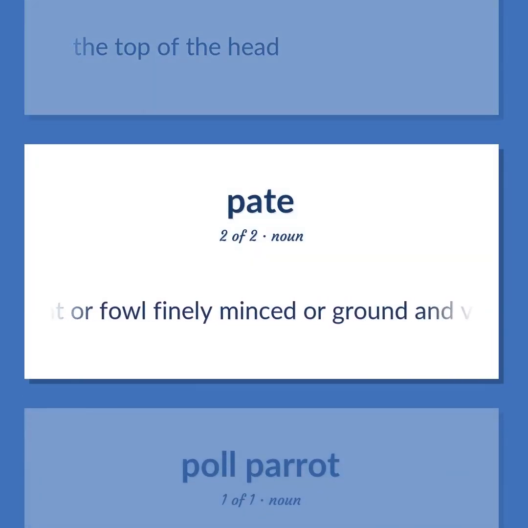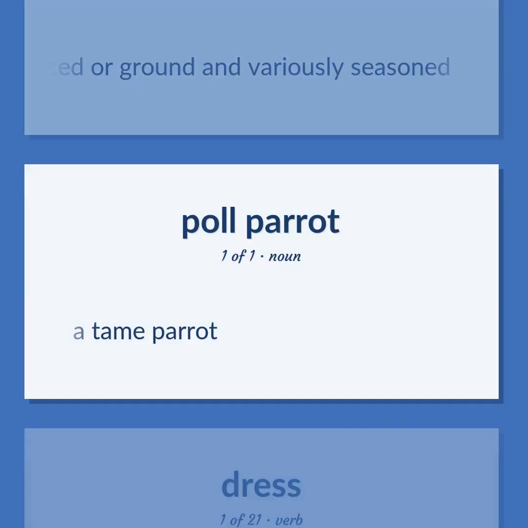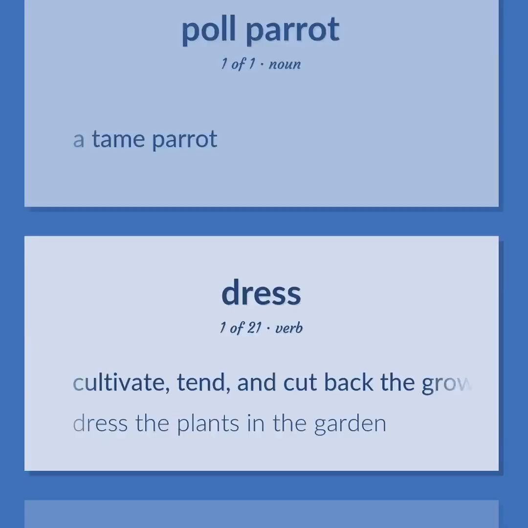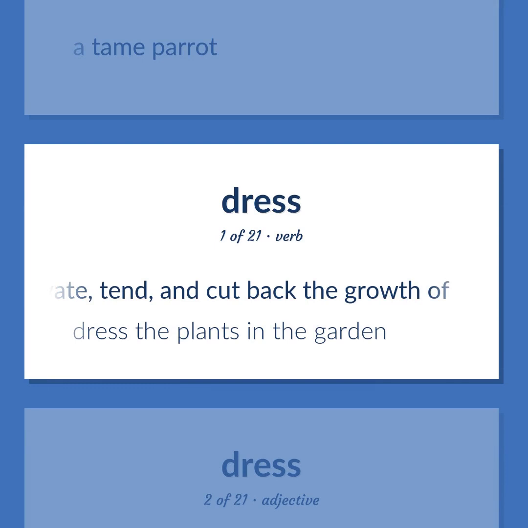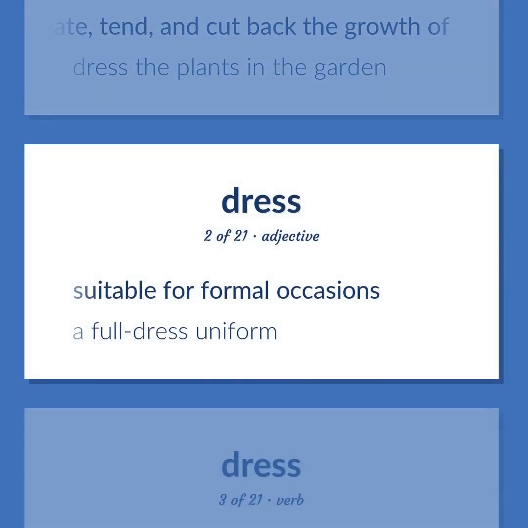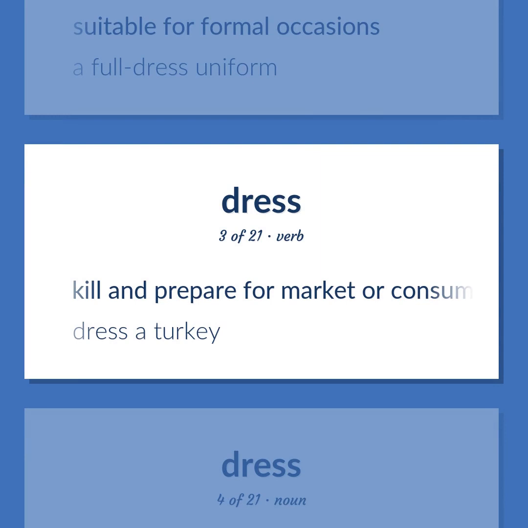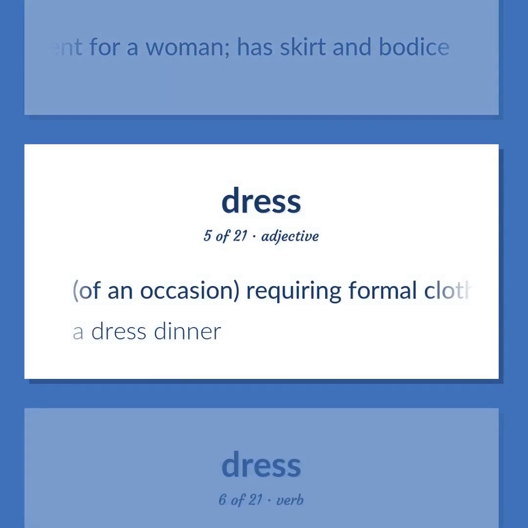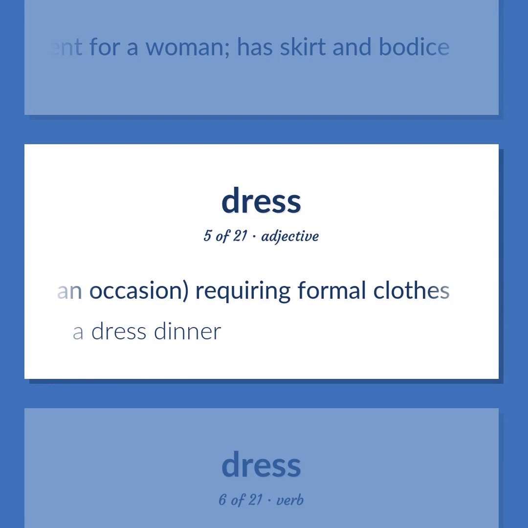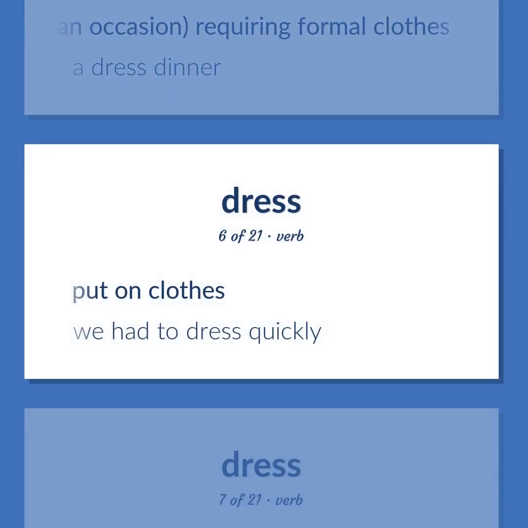Pâté. Liver or meat or fowl finely minced or ground and variously seasoned. A tame parrot. Dress. Cultivate, tend, and cut back the growth of. Dress the plants in the garden. Suitable for formal occasions: a full dress uniform. Kill and prepare for market or consumption. Dress a turkey. A one-piece garment for a woman, has skirt and bodice. Of an occasion, requiring formal clothes: a dress dinner. Put on clothes. We had to dress quickly.